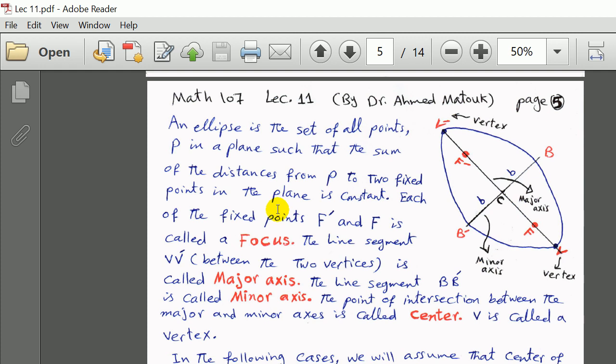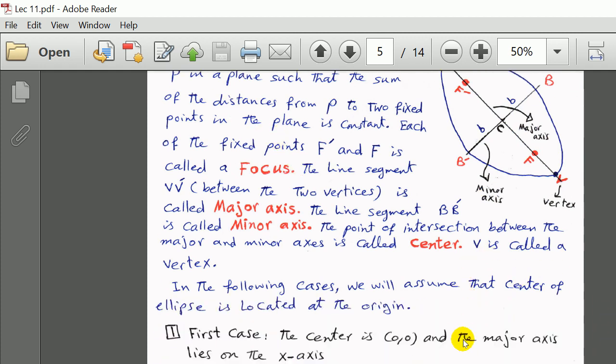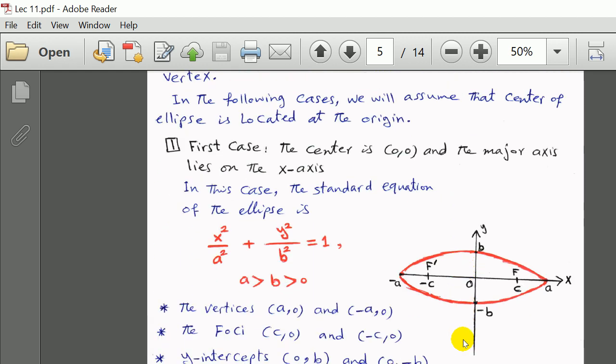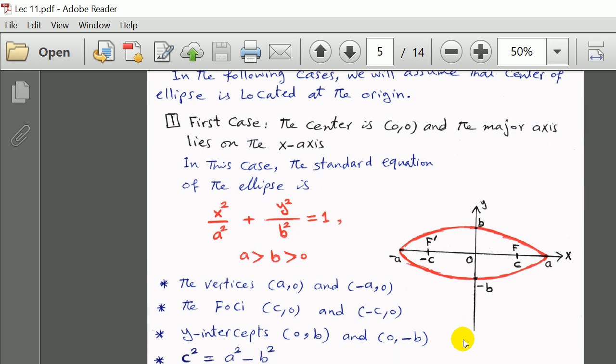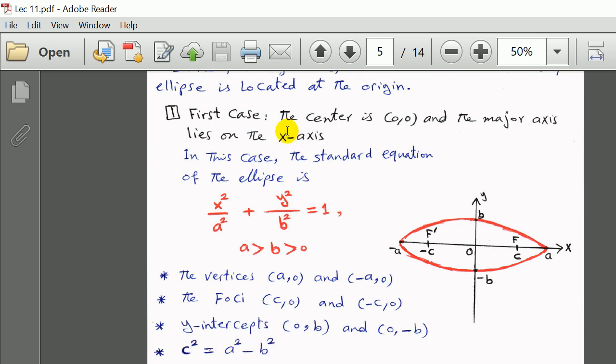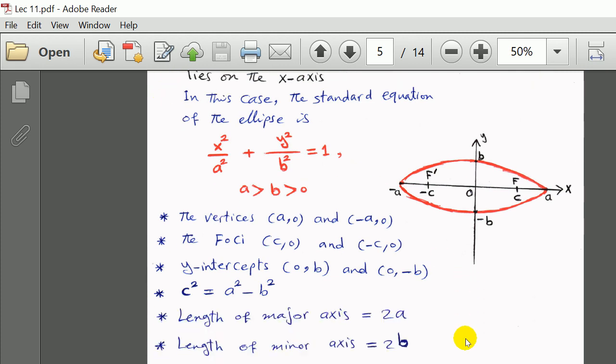Now we are going to discuss two basic cases of the ellipse. In the first case, we will locate the center at the origin and the major axis along the x-axis. So the equation in this case has the form x squared over a squared plus y squared over b squared equals 1. a is half the length of the major axis and b is half the length of the minor axis. So in the case of an ellipse, a is always bigger than b.